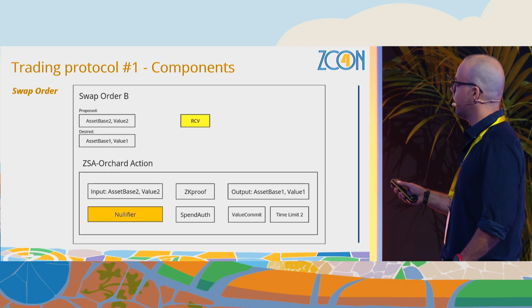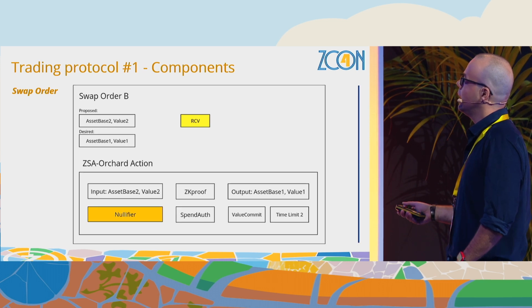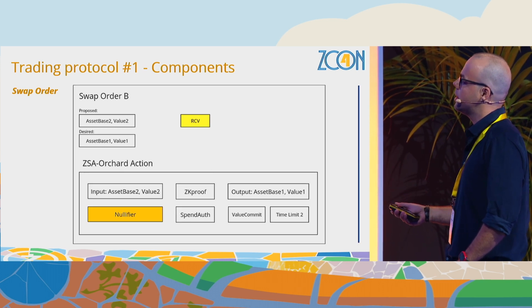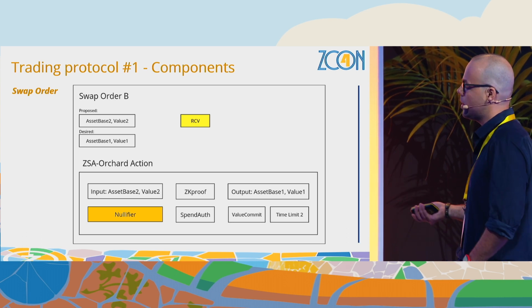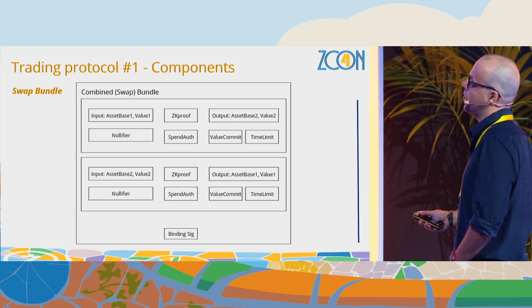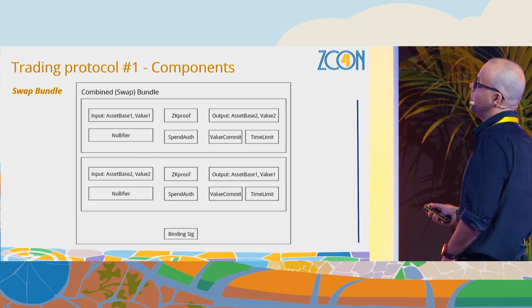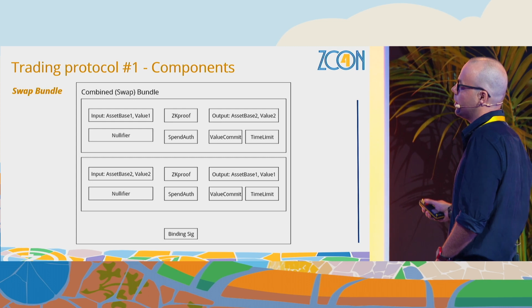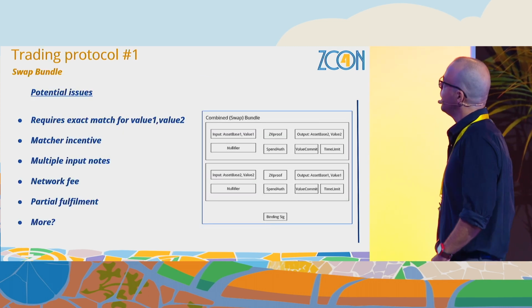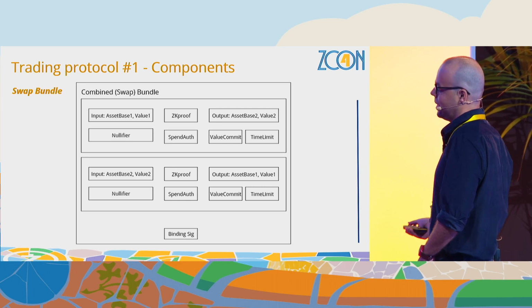Okay, so here we have asset 1, value 1, asset 2, value 2. Swap order B: someone else creates another order, same as before, and submits it to the matcher. The matcher sees that we have some kind of match between the parties. It will create the swap bundle, which is basically an Orchard bundle, maybe with the additional time limit in the action, but basically the same Orchard bundle. And it will create the binding signature and submit it on-chain.